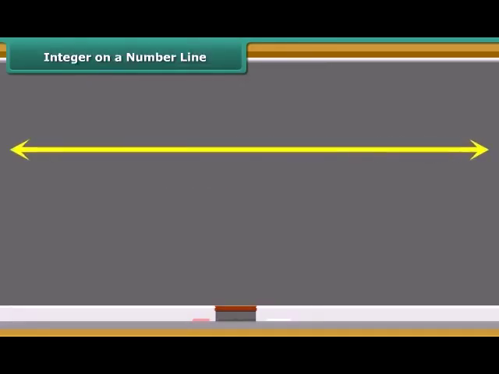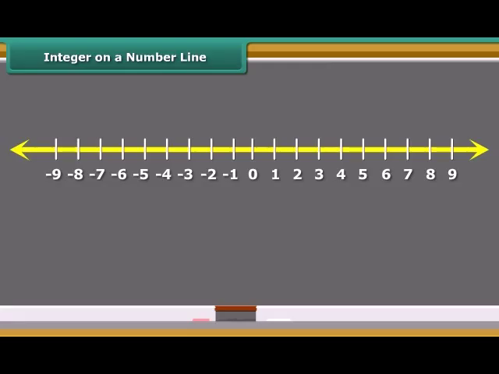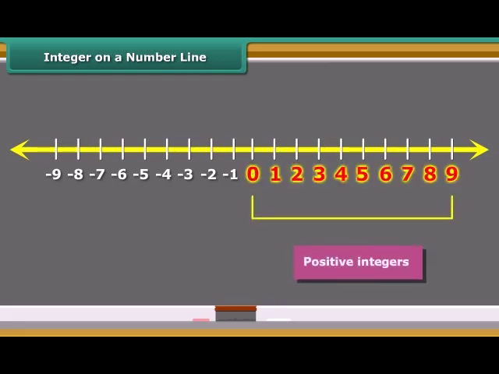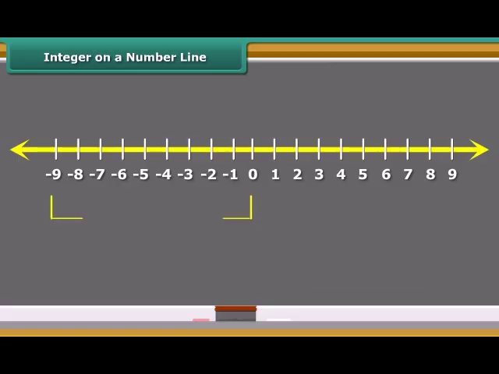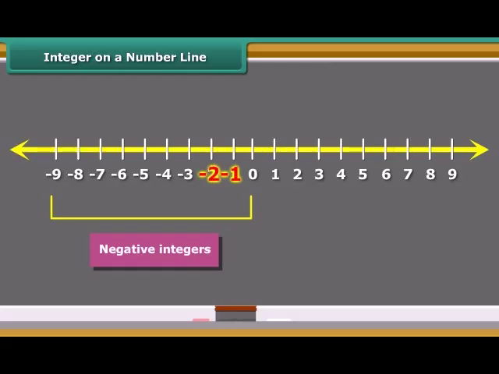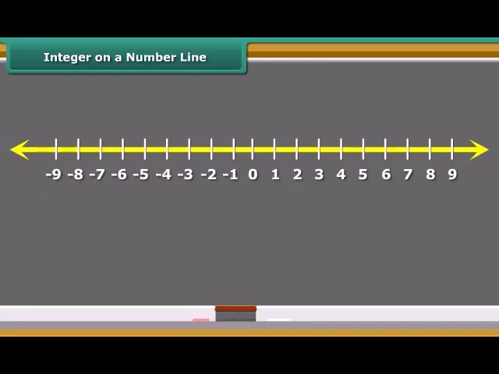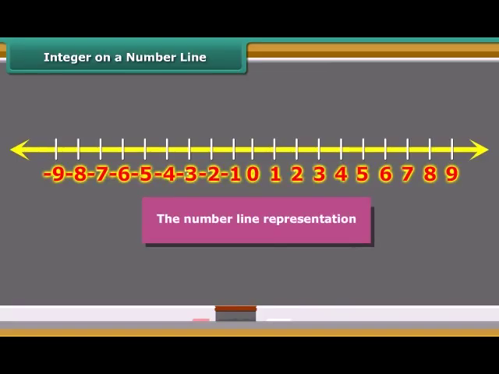This figure represents a line marked with some points at equal distance. A point on it is marked as 0. Points to the right of 0 are positive integers. Points to the left of 0 are negative integers and are marked -1, -2, -3, and so on. This type of representation of integers is called the number line representation.